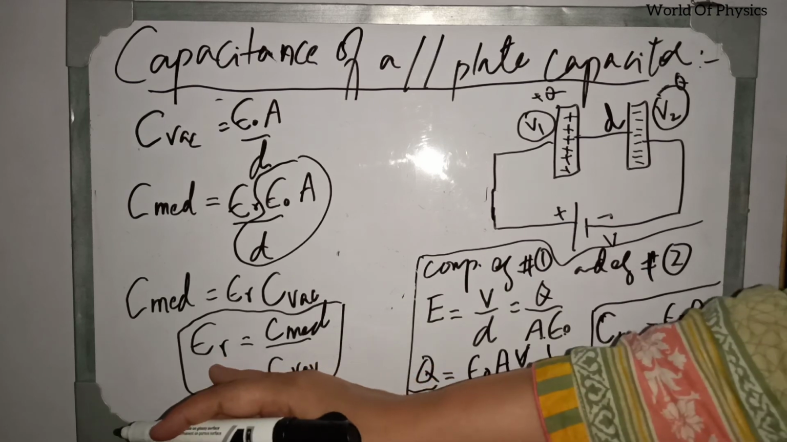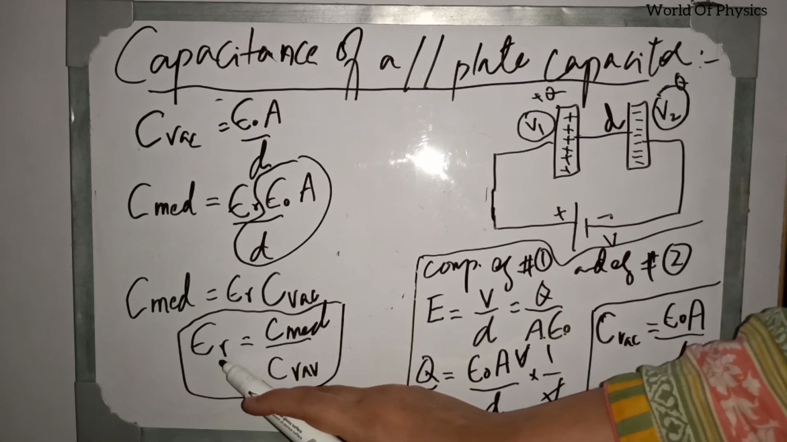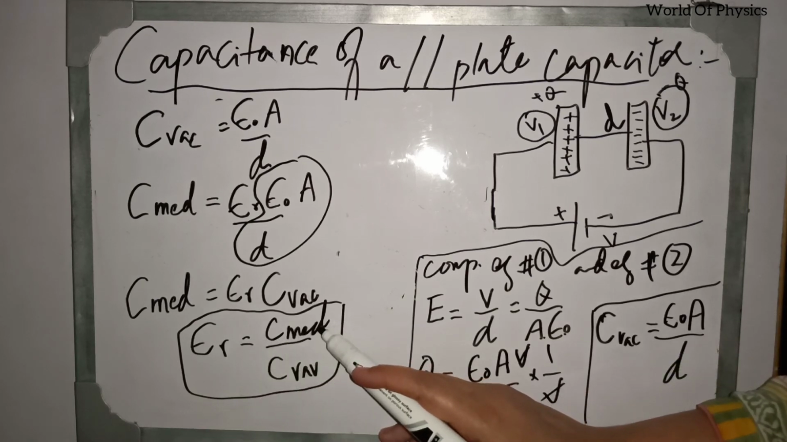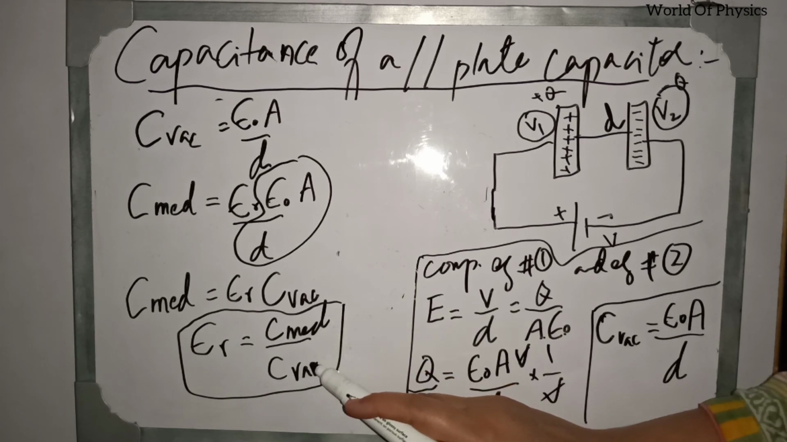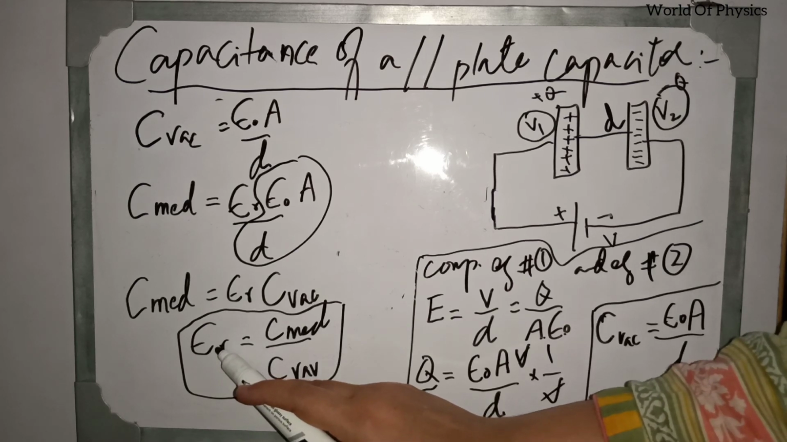And how can we define this quantity? We can define this quantity as the ratio of capacitance of a capacitor with the given material medium filling the space between the conductors to the capacitance of the same capacitor when the space is evacuated, which is the relative permittivity epsilon R of the material.